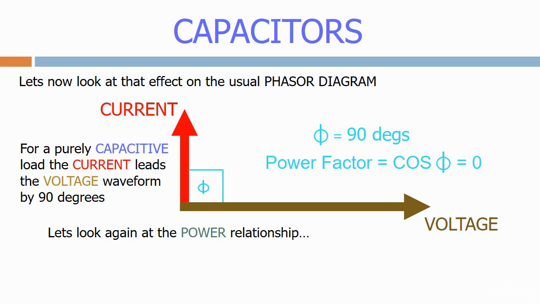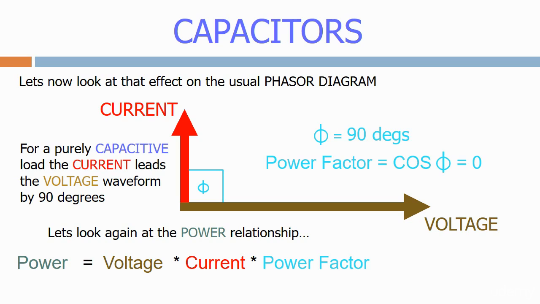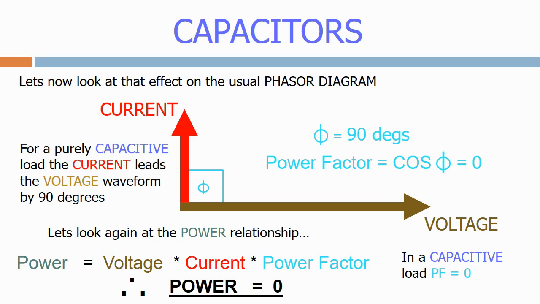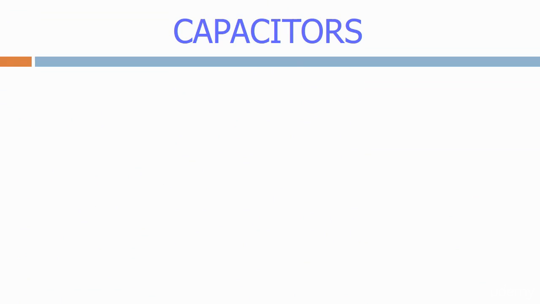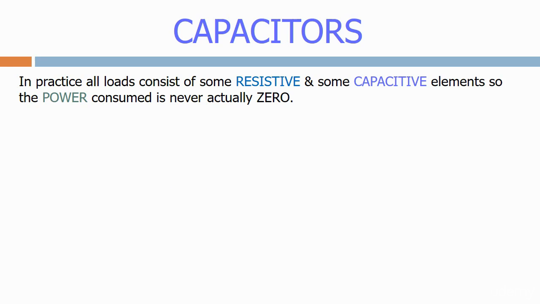Let's look again at the power relationship. Power is voltage times current times power factor. In a capacitive load, the power factor is 0. Therefore, the power is 0. How can this be? Well, the capacitor discharges and charges over a full cycle, so no energy actually flows into the capacitor. In practice, all loads consist of some resistive and some capacitive elements, so the power consumed is never actually 0.